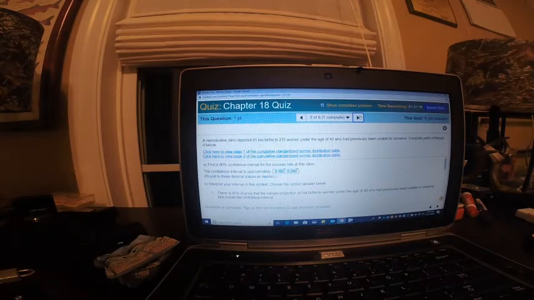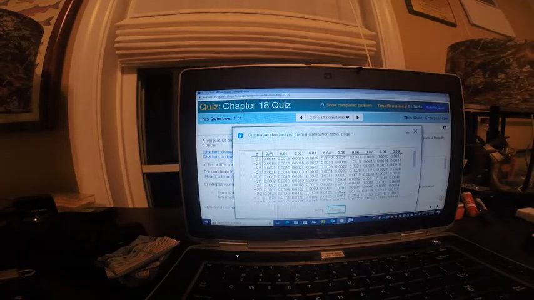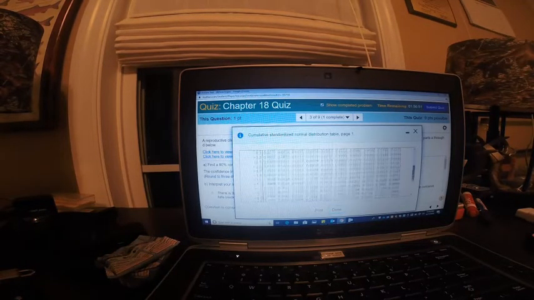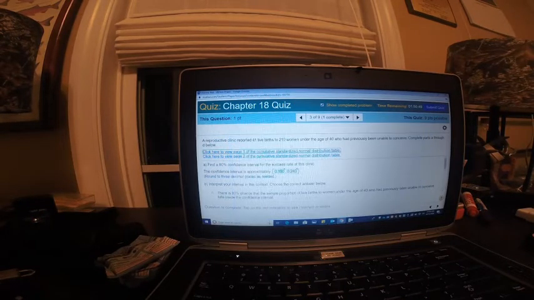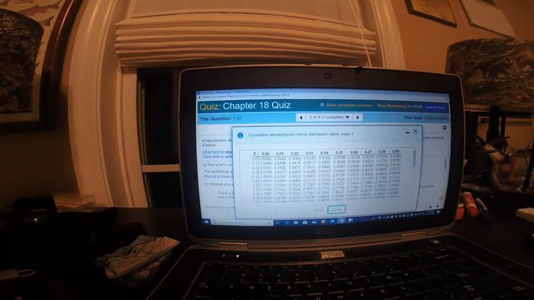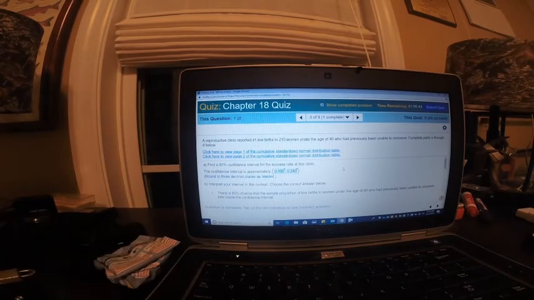The third one, a reproductive clinic reported 41 live births to 210 women under the age of 40 who had previously been unable to conceive. Complete parts A through D below. Okay. A says find a 90% confidence interval for the success rate at this clinic. Alright. So we can look at these tables. If you need them, they have the Z tables there for you. We've been using the calculator, so you really shouldn't have needed these, but if you had taken AP Stat or something in high school, you might like to use those.